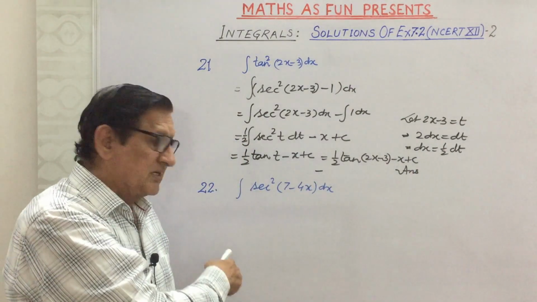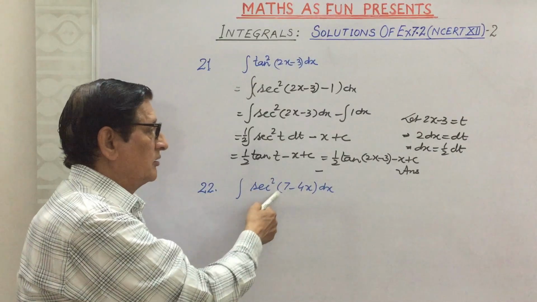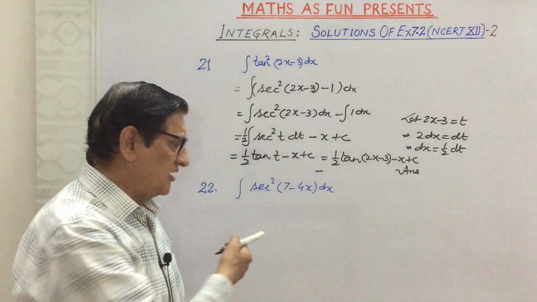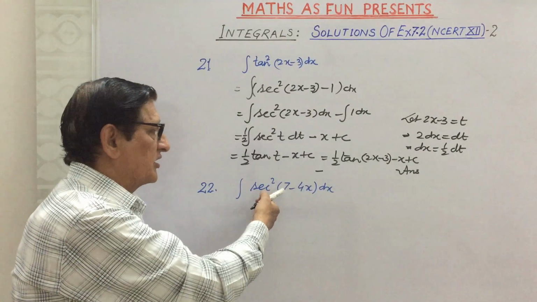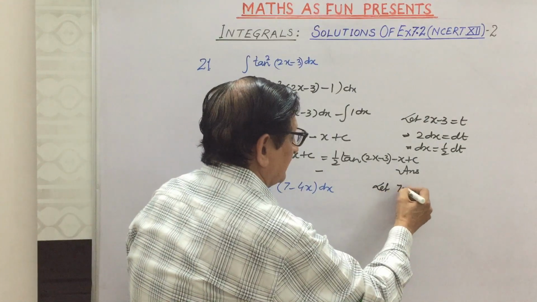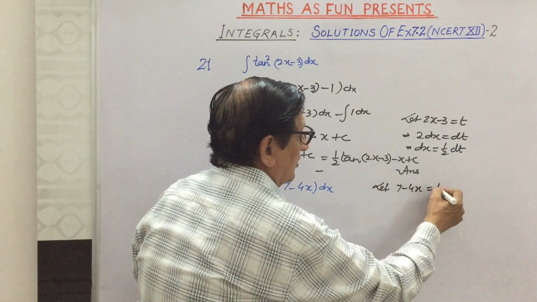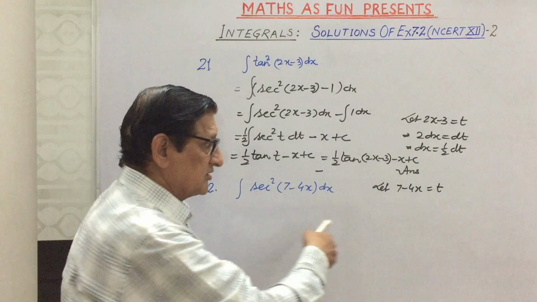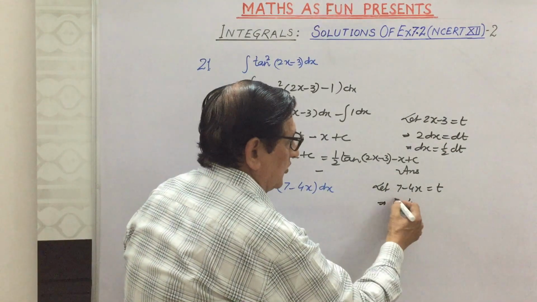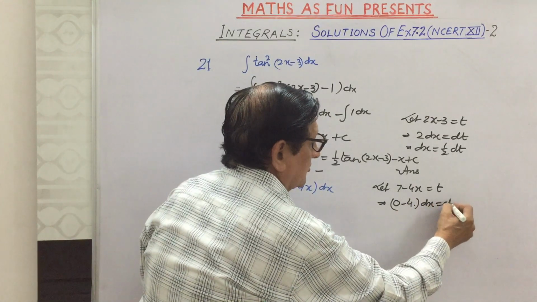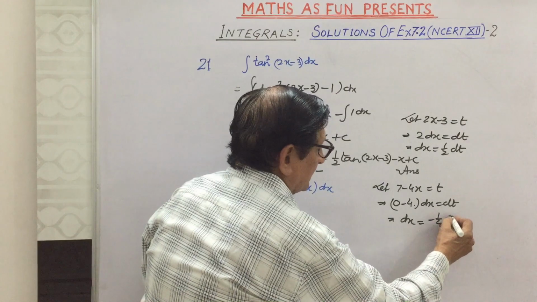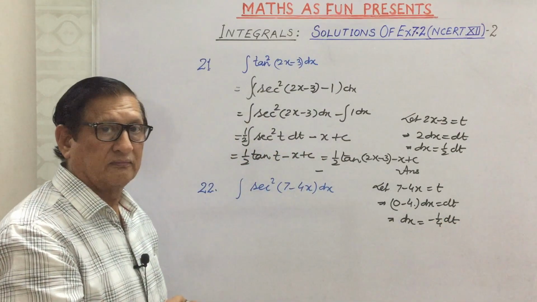Question number 22 is integral of sec square of 7 minus 4x. Easily we can say this is a linear function, so we can consider this as t and we write let 7 minus 4x equal to t. Differentiating with respect to x, we get here 0 minus 4 into dx is equal to dt. It means dx will be minus 1 upon 4 dt.